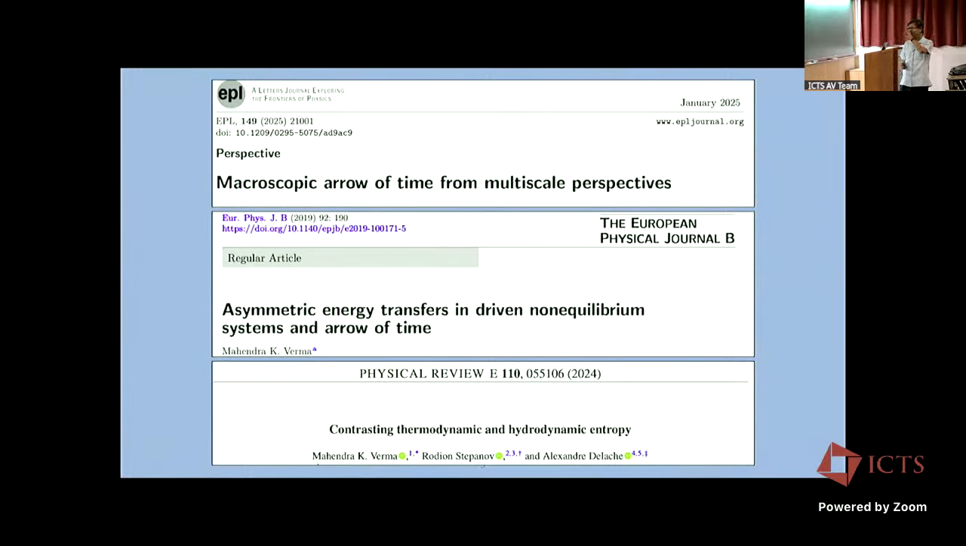In fact, it turns out, according to me, if you look at it from a different perspective, the problem is easily solved. I mean, it's not a problem anymore, if you see it from a macroscopic point of view and from a multiscale perspective. Now, these are several papers which I wrote recently. So let's get to the problem itself.